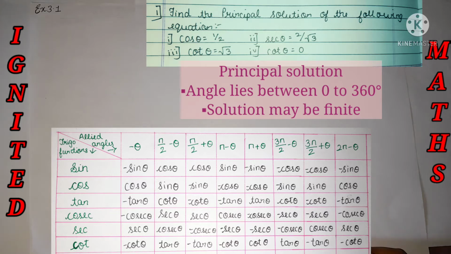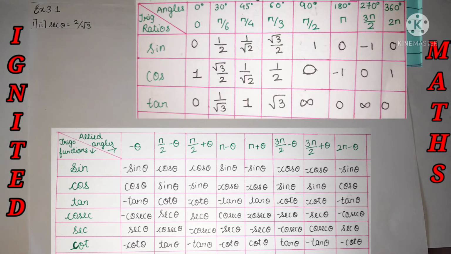I took the second sub question over here. It's sec theta is equal to 2 by root 3. We need to find the principal solution of theta, the angle. So we need to identify the sec theta value from the trigonometry tables. Just showing on the side, sec pi by 6 is equal to 2 by root 3. That's one of my principal solutions, theta is equal to pi by 6. The other solution by the trigonometric functions of the allied angles is sec of 2 pi minus theta is equal to sec theta.